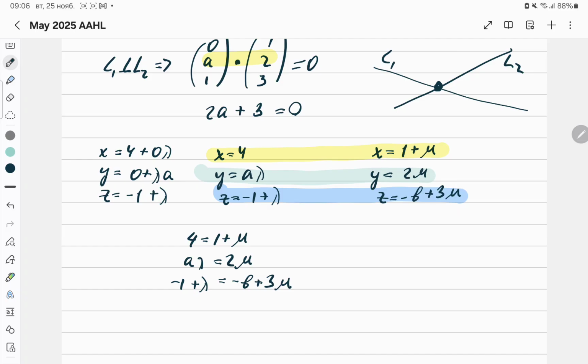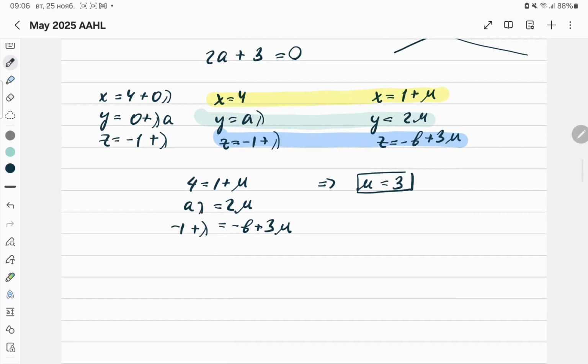Now we have to think what we can do here. From the first equation, solving it we get mu equals 3, and then we can put mu into our next two equations. So a lambda equals 2 times 3, and minus 1 plus lambda equals minus b plus 3 times 3. After simplification, we have a lambda equals 6, and minus 1 plus lambda equals minus b plus 9.